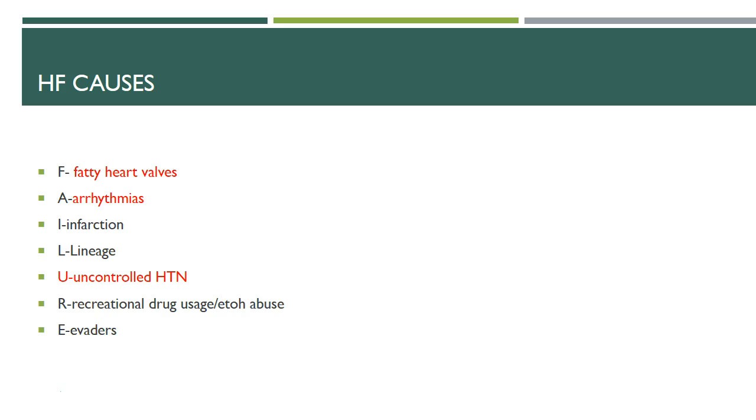So, remember, any type of ventricular or atrial arrhythmias can lead to heart failure. MI can lead to heart failure. That's your infarction. Uncontrolled hypertension can lead to heart failure because remember, if hypertension is uncontrolled, you can have target end organ damage, which affects the brain, the heart, the kidneys, the vasculature, and the eyes.